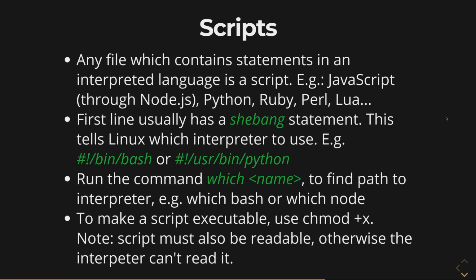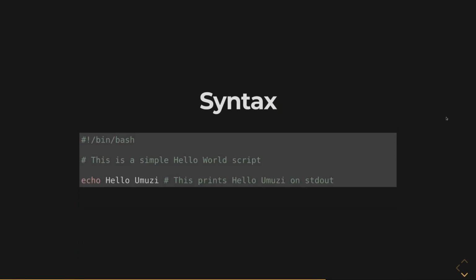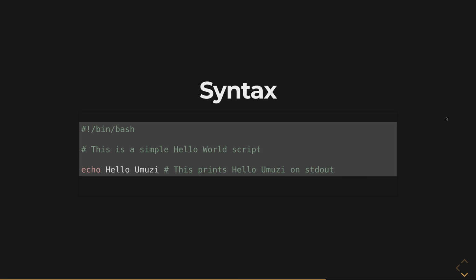Okay, to use a script and make it executable, just do chmod plus x. We've seen this before. Okay, now on to bash scripting and the syntax. Here's a very, very simple program. It's an adapted version of Hello World. And it should be pretty obvious what it does. It just prints Hello Umuzi on the terminal, or rather to stdout, as we talked about yesterday.